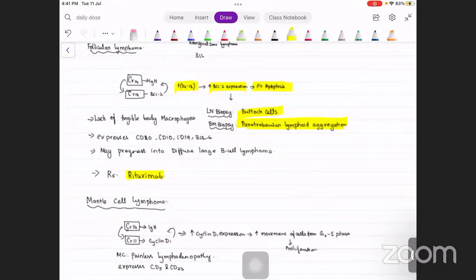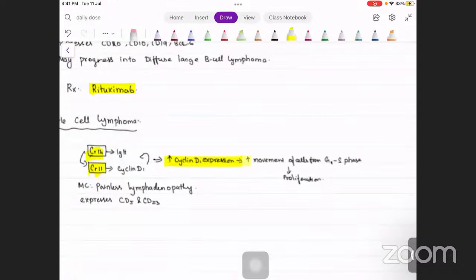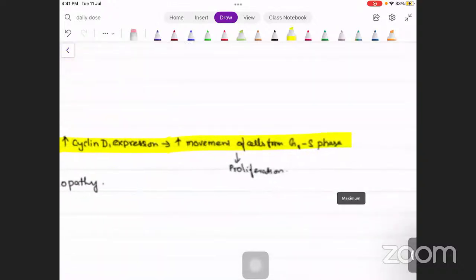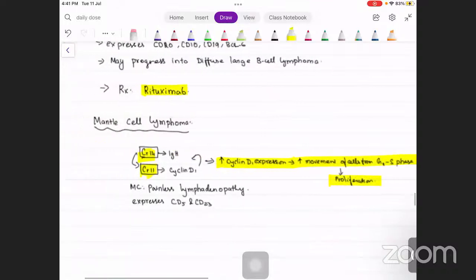Then you have mantle cell lymphoma. Speaking about mantle cell lymphoma, the translocation occurs from chromosome 14 to 11. 14 contains the IGH, which has been moved to 11, cyclin D1. So that in turn causes increase in cyclin D1 expression. Whenever more cyclin D1 is there, there is an increase in movement of cells from G1 to S phase, and then it causes proliferation. Again a tumor, which is a lymphoma.